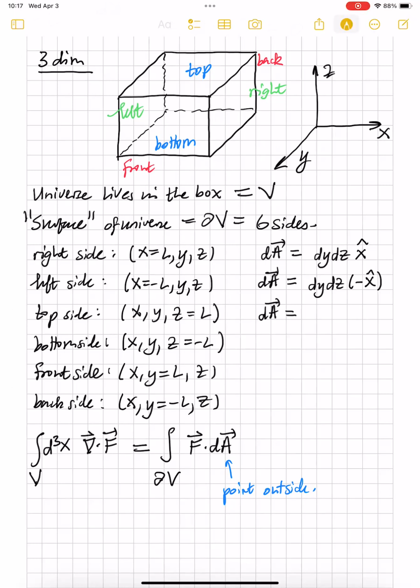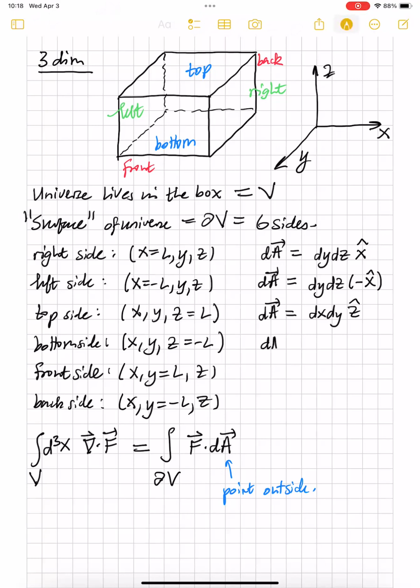Why don't you try to write down the area element for the top side? Pause the video, do it, and then we'll continue together. Okay, good. Do you have an answer? For the top side, x and y can vary, so we'll have dx dy. And for the top side, we're pointing along the positive z direction, so along the z hat direction.